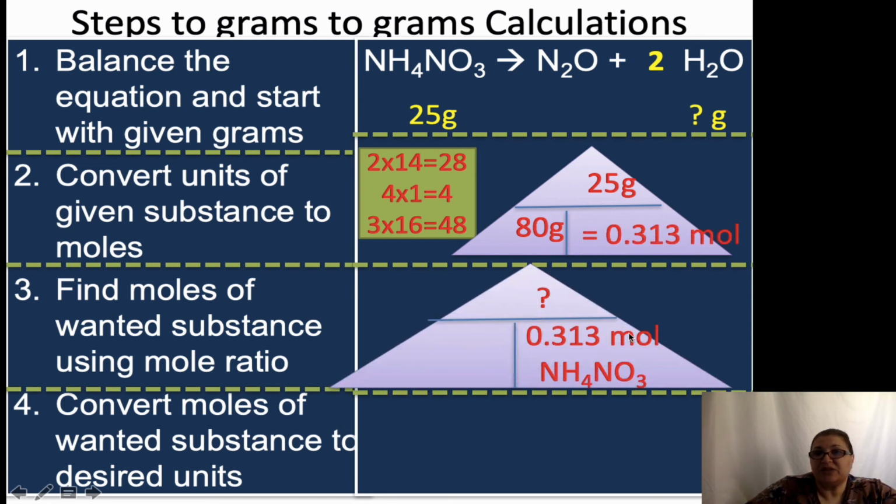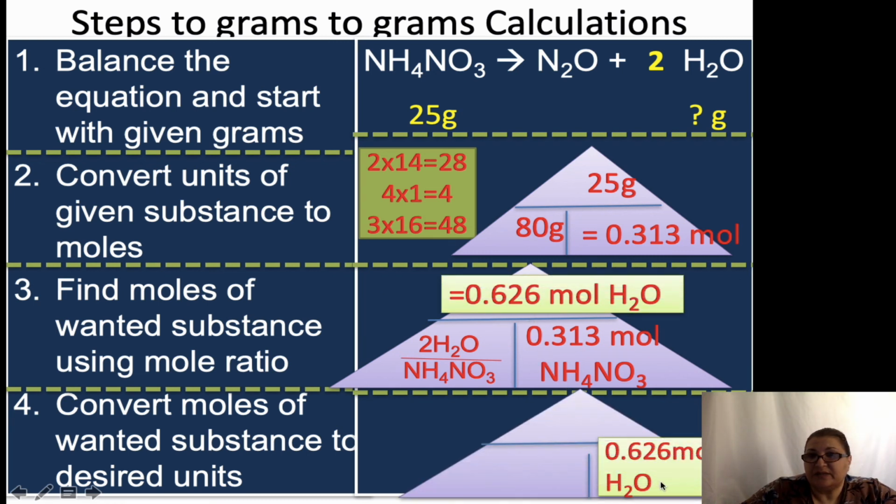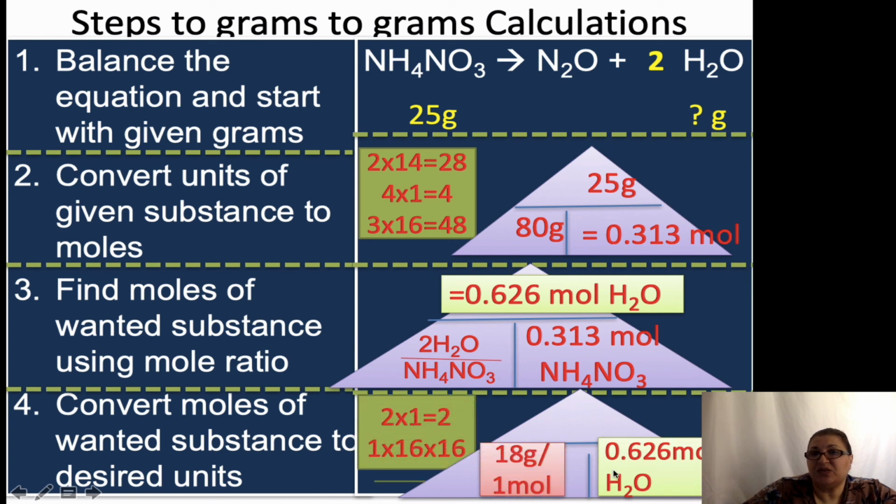Then the next triangle, we start in the moles section. We're looking for moles of the unknown, so we use the mole ratios. So we're dividing by moles of the given, so it would cancel out. So always whatever has the question mark under it is on top. So 2 to 1. So we multiply 0.313 by 2. So it's 0.626. Now we transfer the moles here. And the molar mass of water is 18. So we multiply 0.626 by 18 and that gives us 11.3. So these are the steps using triangles.